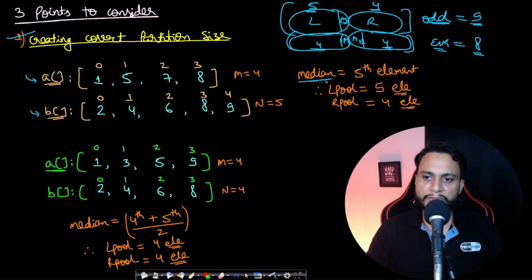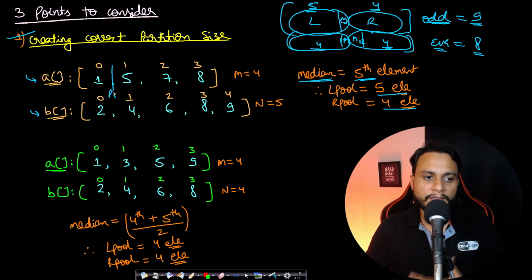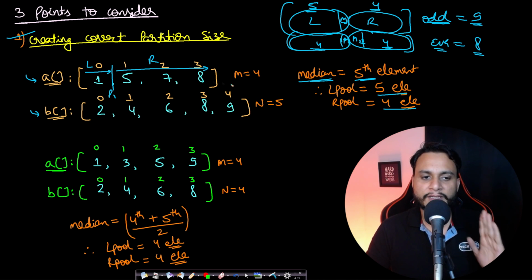So which element will be the median? It will be the 5th element. So what will be the size of the left pool? It will be 5 and the right pool will be of size 4. Now let's assume that we put an arbitrary partition P1 for array A in such a way that this will be in the left pool and this will be in the right pool. Let's assume that I have put a partition 1 there. By making this partition line, I mean that P1 is pointing to this 1, which is index 0. Okay. So once we have done this, then where should I put partition 2?